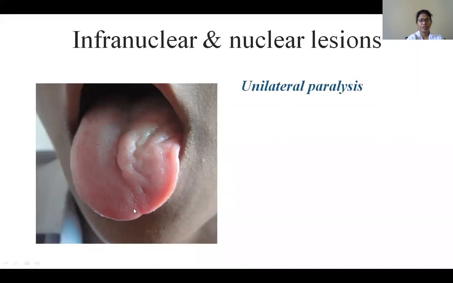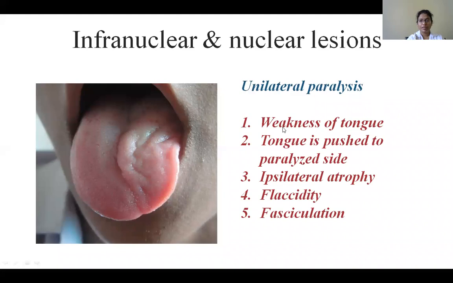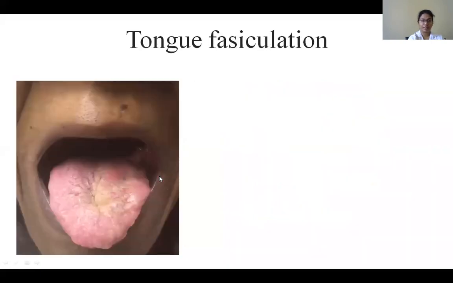Look at the position of the tongue. The tip of the tongue is towards the affected side, which means the tongue is pushed to the paralyzed side. The tongue appears weak on the left side. Look at the bulk. On the left side, it is less, which means there is ipsilateral atrophy. That portion of the tongue would be flaccid, and fasciculations may also be present.